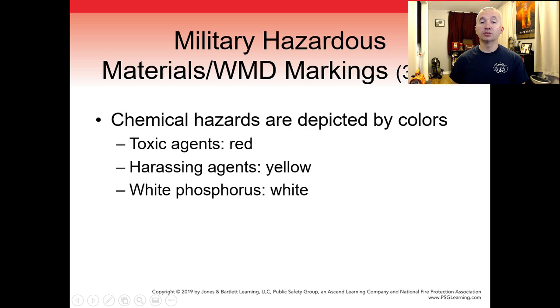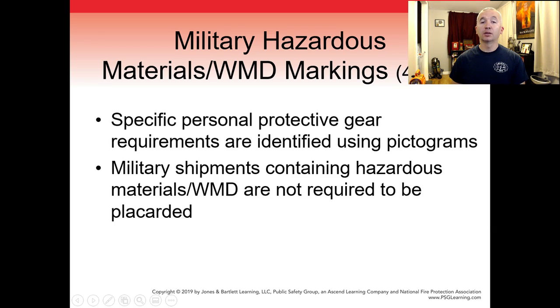Chemical hazards are depicted by colors. Toxic agents are red, harassing agents are yellow, and white phosphorus is white. The specific personal protective gear requirements are even identified using pictograms. Military shipments containing hazardous materials or WMDs are not required to be placarded.